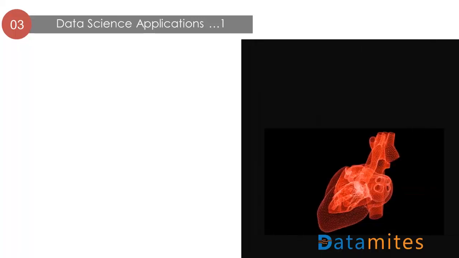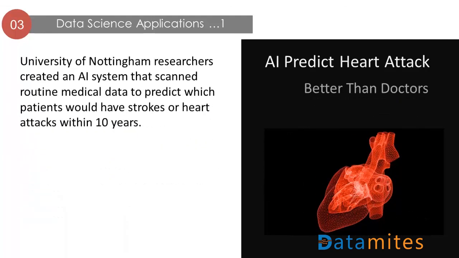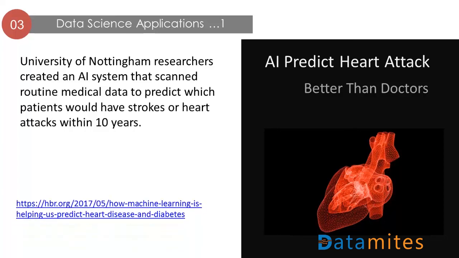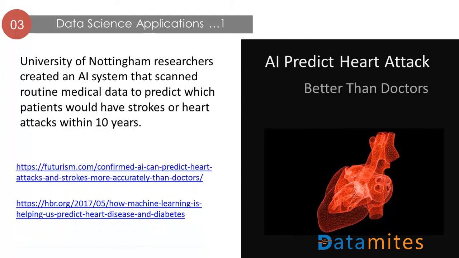And our third topic is an interesting topic. We are talking about data science applications. A few weeks ago, a research study was published from the University of Nottingham. They have proved that artificial intelligence predicts heart attacks better than doctors. It has been published in Harvard Business Review, the link is given over here, and also in another credible source, Futurism, with clear information about how it works.